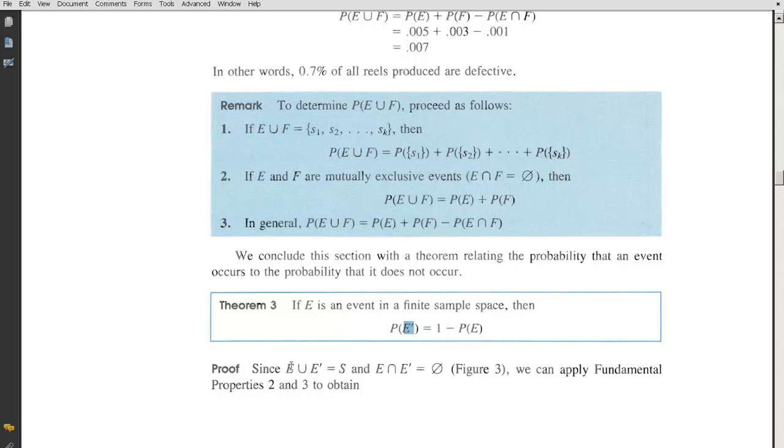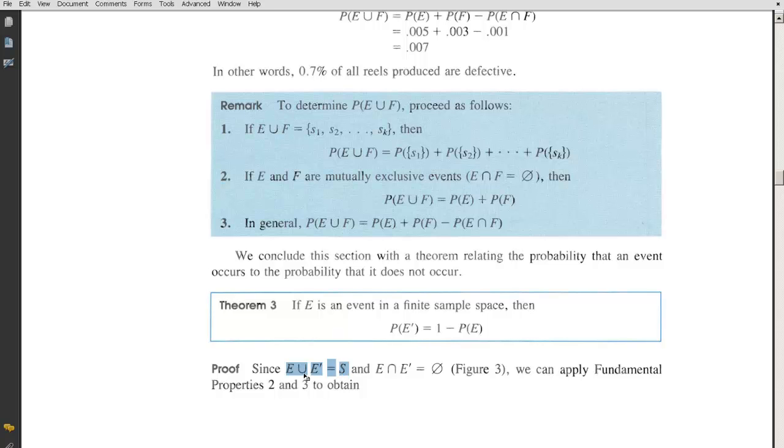Okay, but if you want to prove it mathematically, we can observe that E union E prime is all of S. Right? And also, E and E prime are disjoint. Their intersection is the empty set. Right? Obviously they don't have anything in common. So what can we do? We can say the probability of E plus the probability of E prime equals the probability of S.